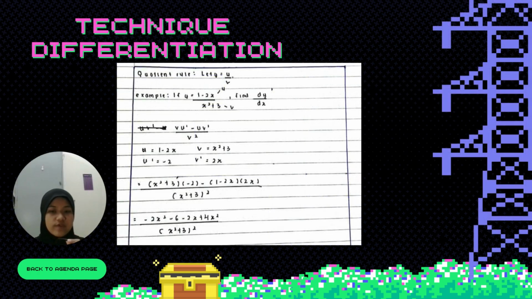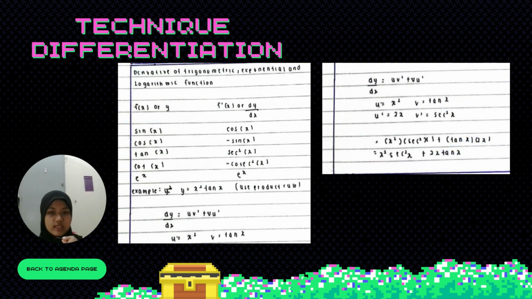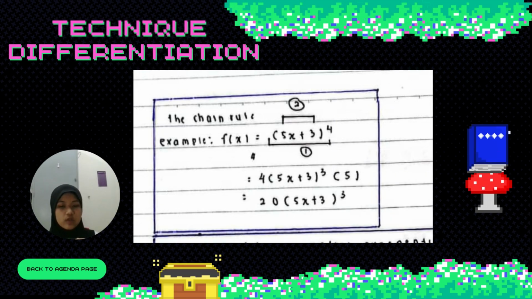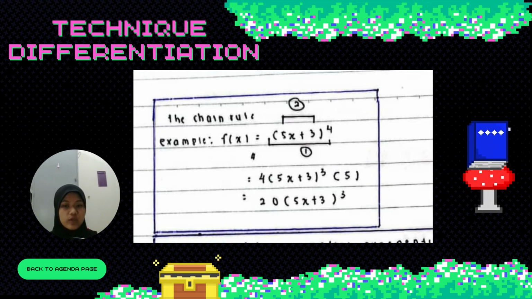So the final answer will be 4x plus 4. Here is another technique of differentiation, which is the quotient rule. We can substitute the function given into the formula, which is v u prime minus u v prime divided by v squared. The numerator will be u and the denominator will be v. U prime is the derivative of u and v prime is the derivative of v. And this is what we will use when we are dealing with trigonometric, exponential and logarithmic functions. For instance, we have sin x, so the derivative of sin x will be cos x. And this is the chain rule. We usually use the chain rule when we are dealing with polynomial functions.